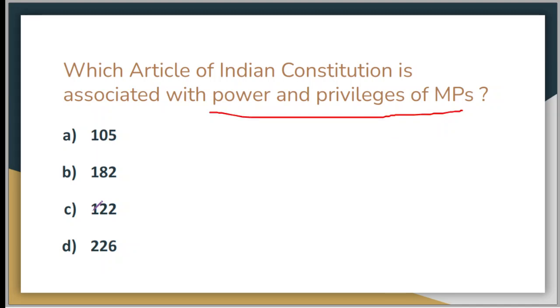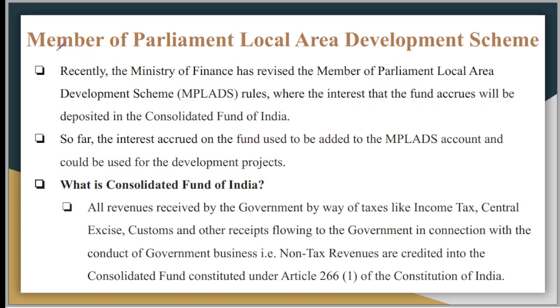The correct answer is of course option A, which is Article 105. So Article 105 provides for many privileges and powers of Members of Parliament. Now let's discuss this scheme which is in the news right now.